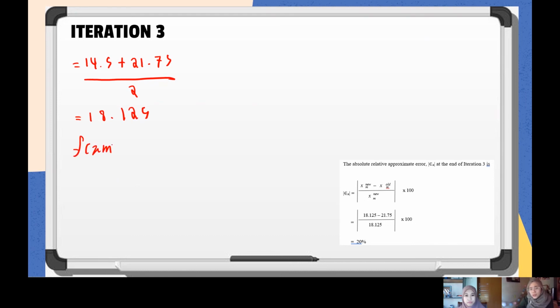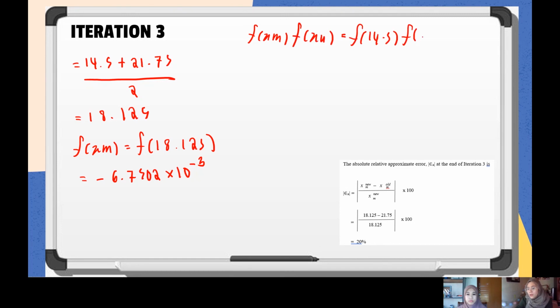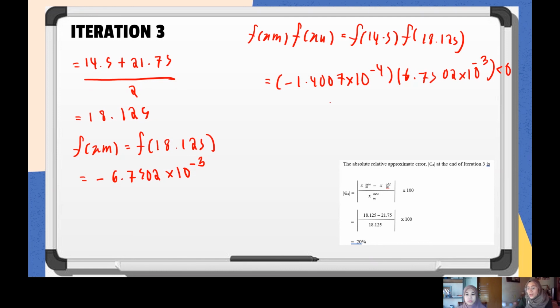Inserting that into our function, f(xm), f(18.125) will give us an amount of negative 6.7502 multiplied by 10 to the power of negative 3. Repeating the previous steps, f(xm) and f(18.125), which is negative 1.4007 multiplied by 10 to the power of negative 4, and negative 6.7502 multiplied by 10 to the power of negative 3, still lesser than 0. Hence now the root is bracketed between xl and xm, that is between 14.5 and 18.125.